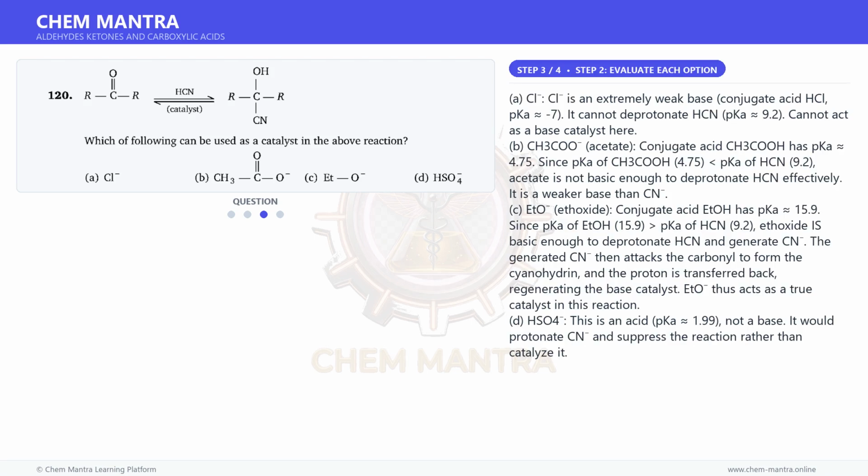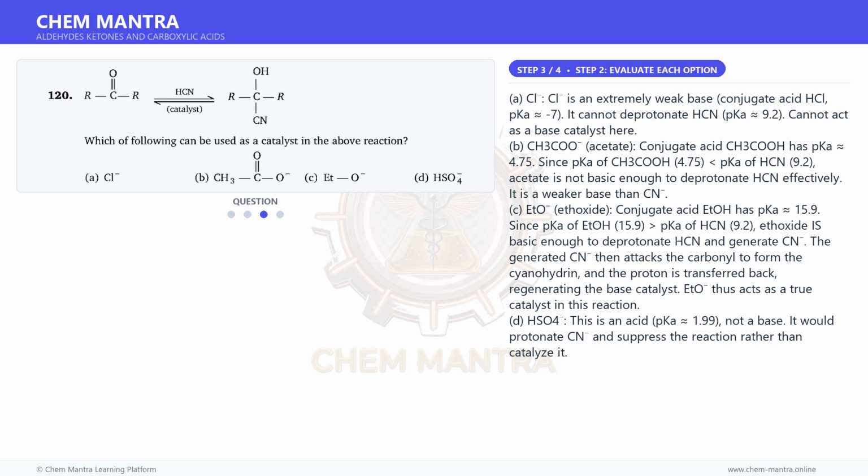Moving on to the next step. Cl⁻ is an extremely weak base, conjugate acid HCl, pKa -7. It cannot deprotonate HCN, pKa 9.2. It cannot act as a base catalyst here.